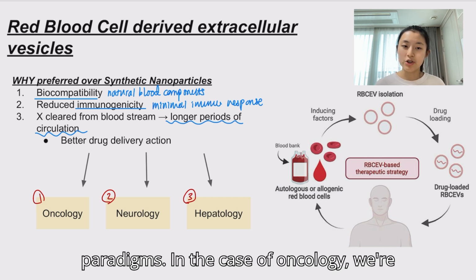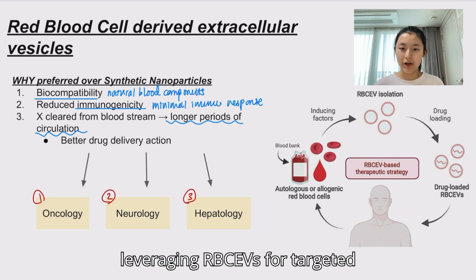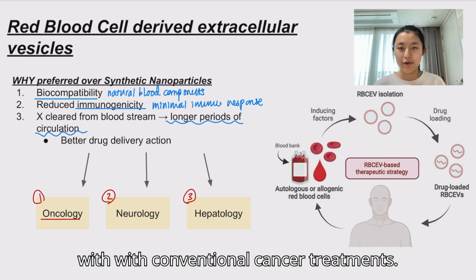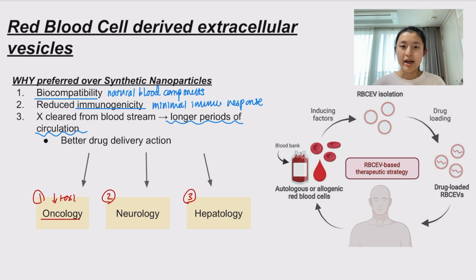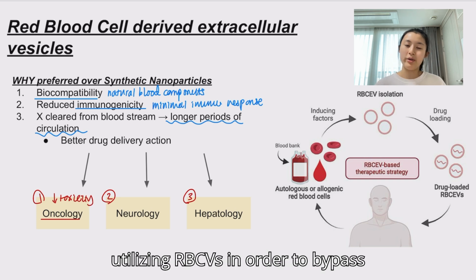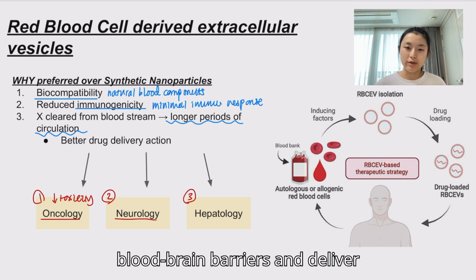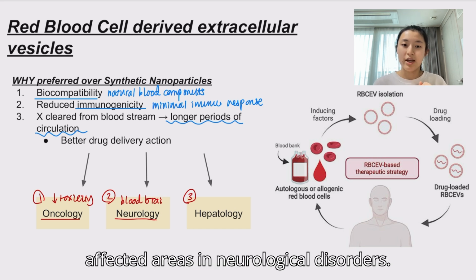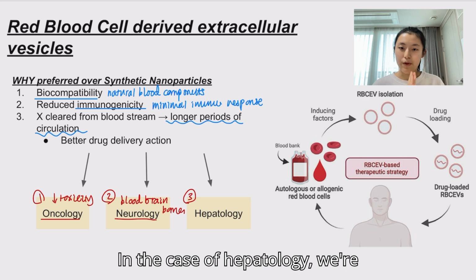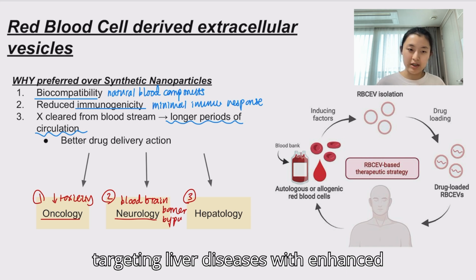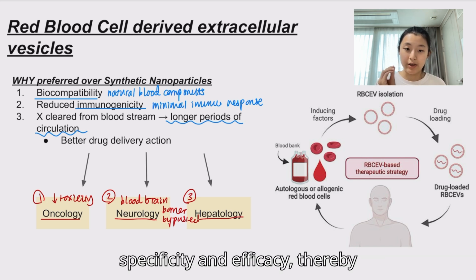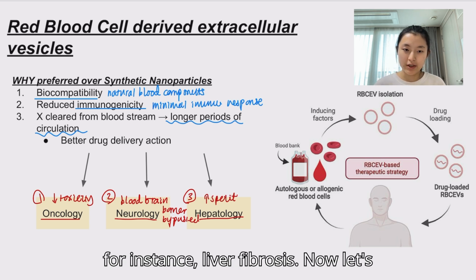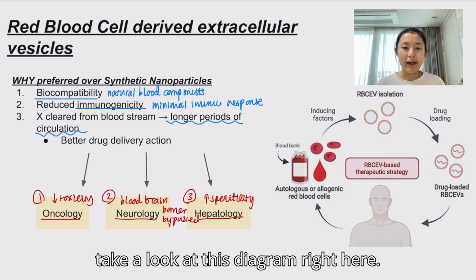In the case of oncology, we're leveraging RBCEVs for targeted chemotherapy delivery, potentially reducing the systemic toxicity associated with conventional cancer treatments. In neurology, we're utilizing RBCEVs to bypass the blood-brain barrier and deliver neuroprotective agents directly to affected areas in neurological disorders. In hepatology, we're targeting liver diseases with enhanced specificity and efficacy, thereby improving outcomes in conditions like liver fibrosis.